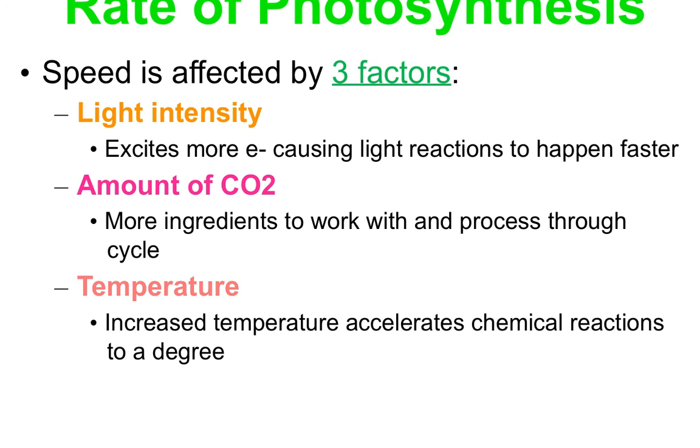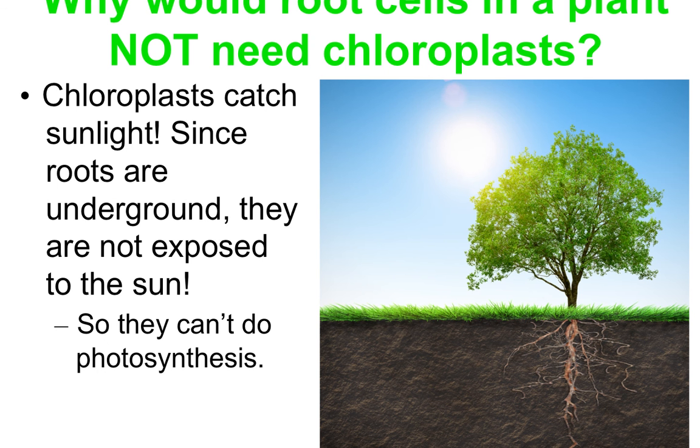And to a degree, right? I mean, we've all seen plants wilt when it's way too hot outside. So why would root cells in a plant not need chloroplasts? Because these guys down here, they don't have chloroplasts. They're only the ones that are in contact. Chloroplasts catch sunlight, and since the roots are underground, they're not exposed to the sun. So actually roots cannot photosynthesize.